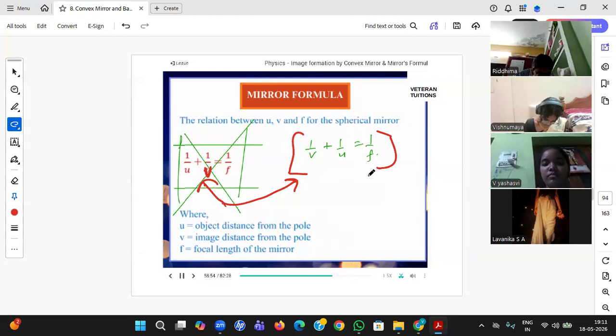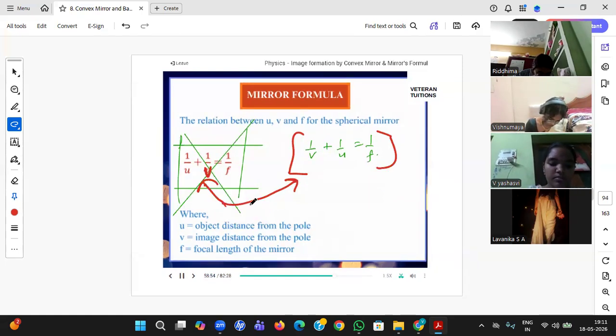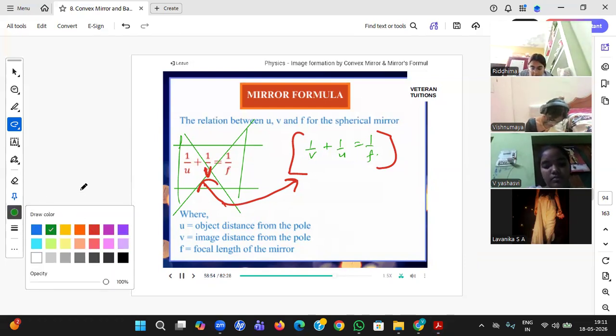So here it is the mirror formula. In the lens, it will be the lens formula. Only the polarity will be changed. Do we need to note the lens formula? No, not now. Tomorrow or the day after tomorrow's session.